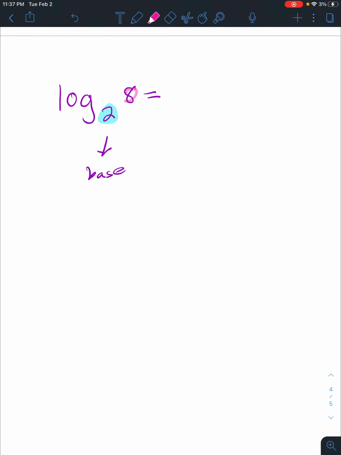We know this is our answer piece. And we know that the logarithm we're looking for is an exponent. So 2 to the power of what gives me 8? This is 3. Or sometimes we write it like this to help us see it.